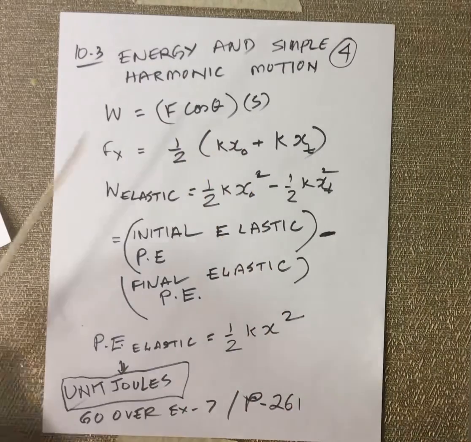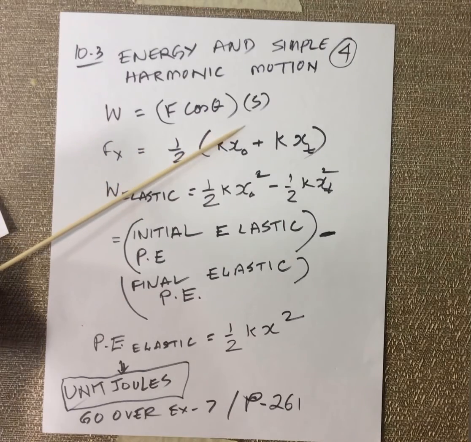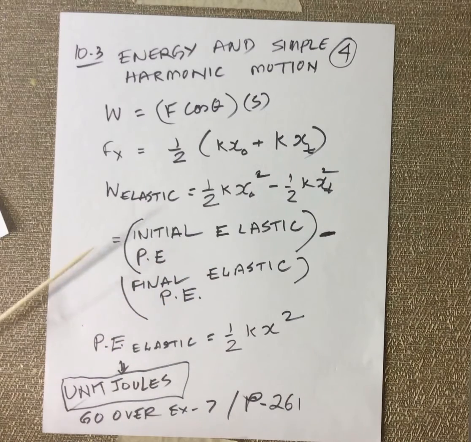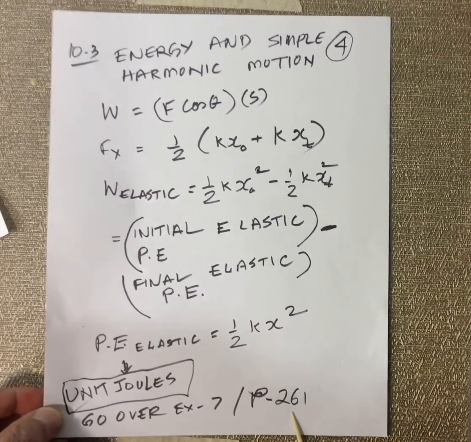Okay, we'll be defining the work done and energy, where work done is F cosine theta times displacement. Then finally we go on simplifying. The difference between initial elastic potential energy and final potential energy will give you the energy PE total, which equals half kx squared. This is in joules. So please go over example 7 on page 261.